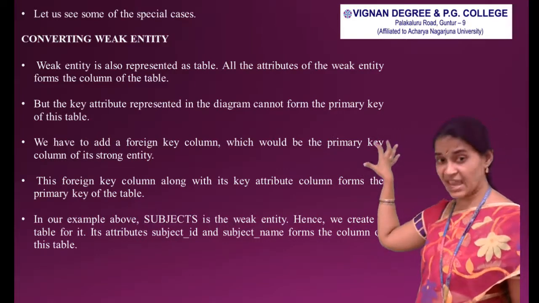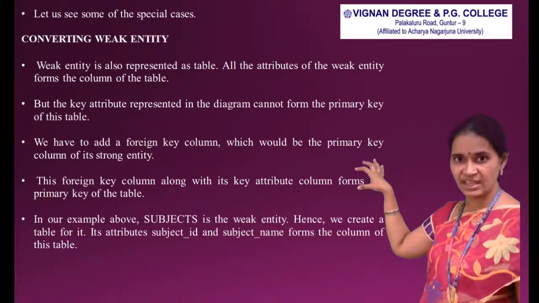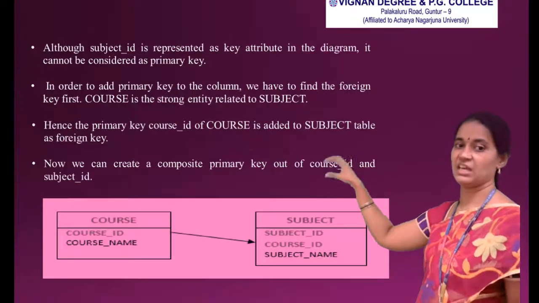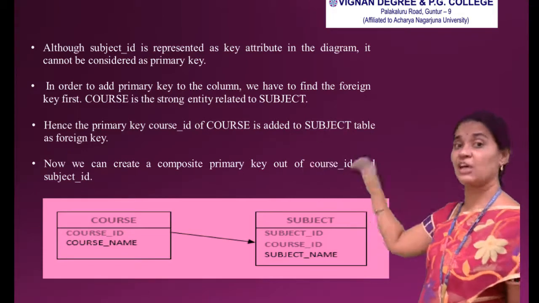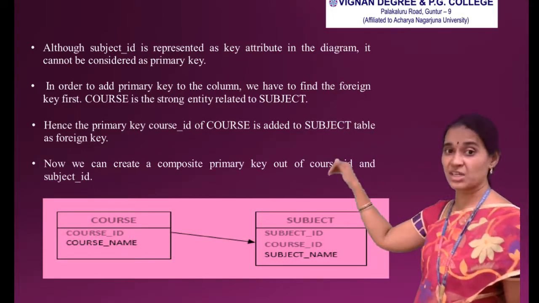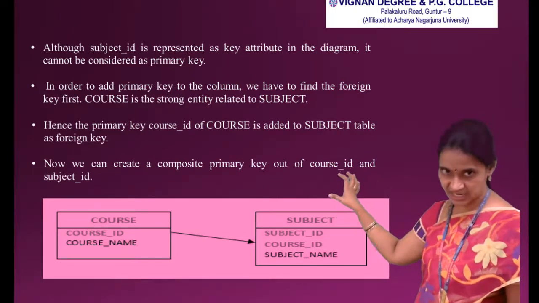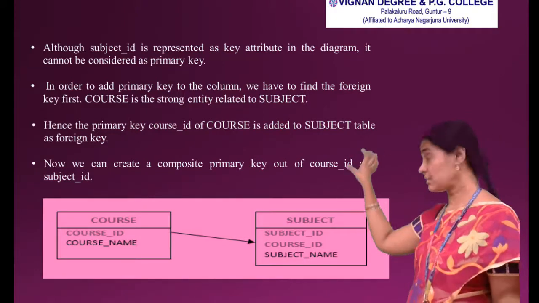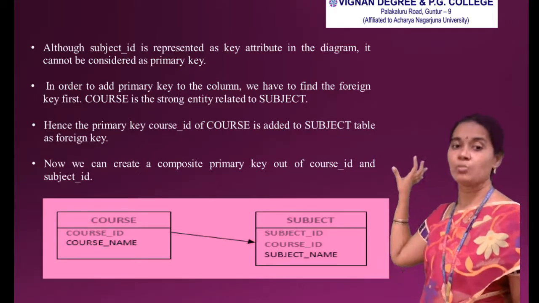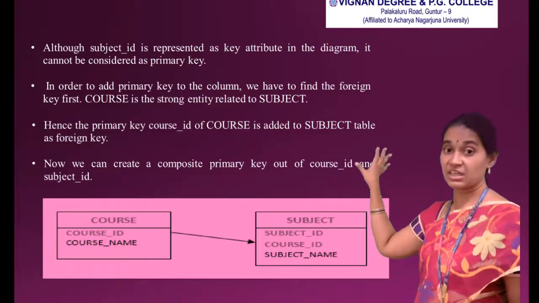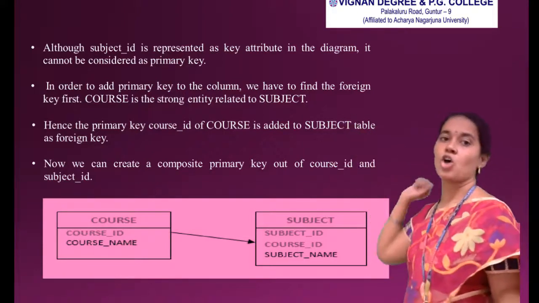Its attributes should be subject ID and subject name. Along with the subject ID, I should use either the lecturer ID or the course ID to make this a primary key. So here I cannot directly define the subject ID as the primary key. I need to combine the subject ID along with the lecturer ID or the course ID to make this a primary key, which is called a composite primary key.